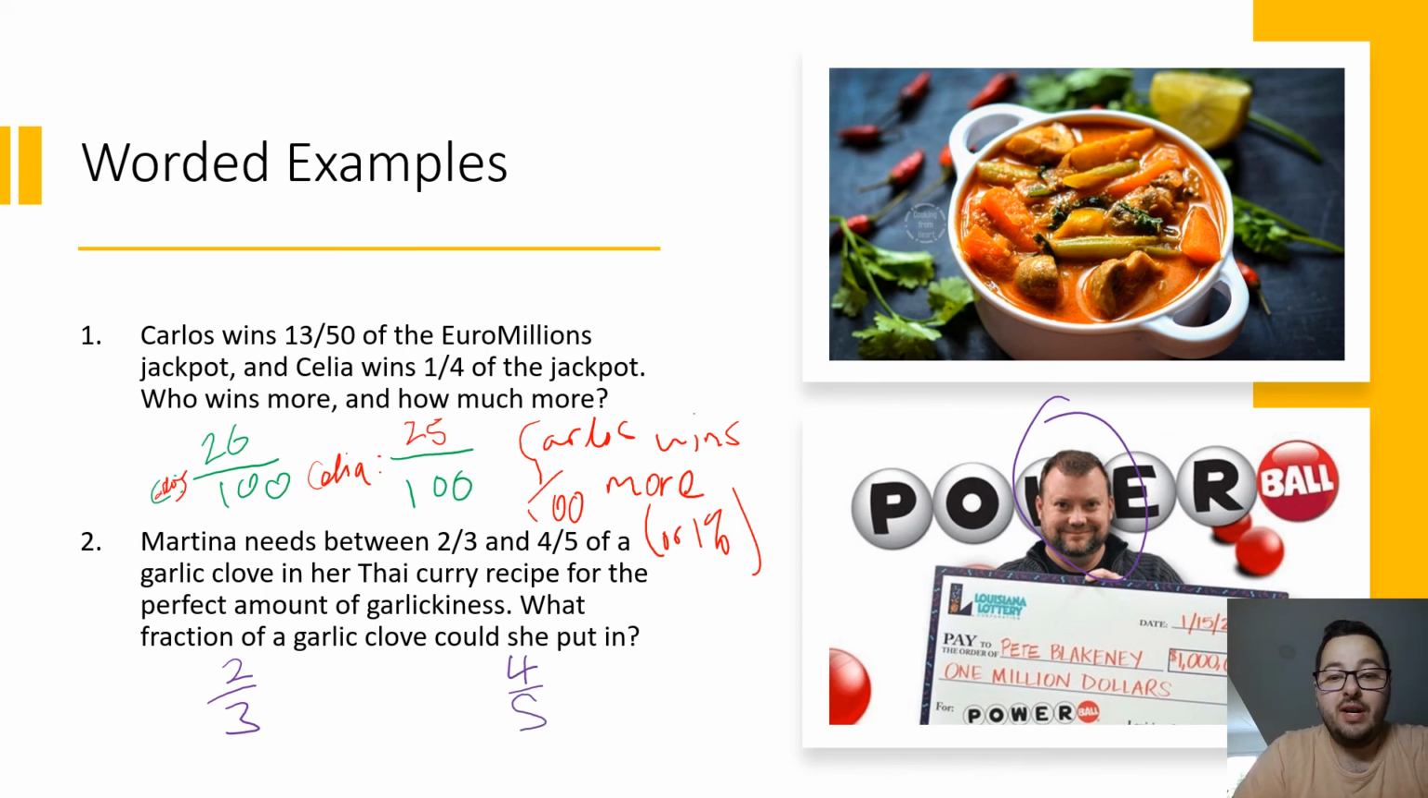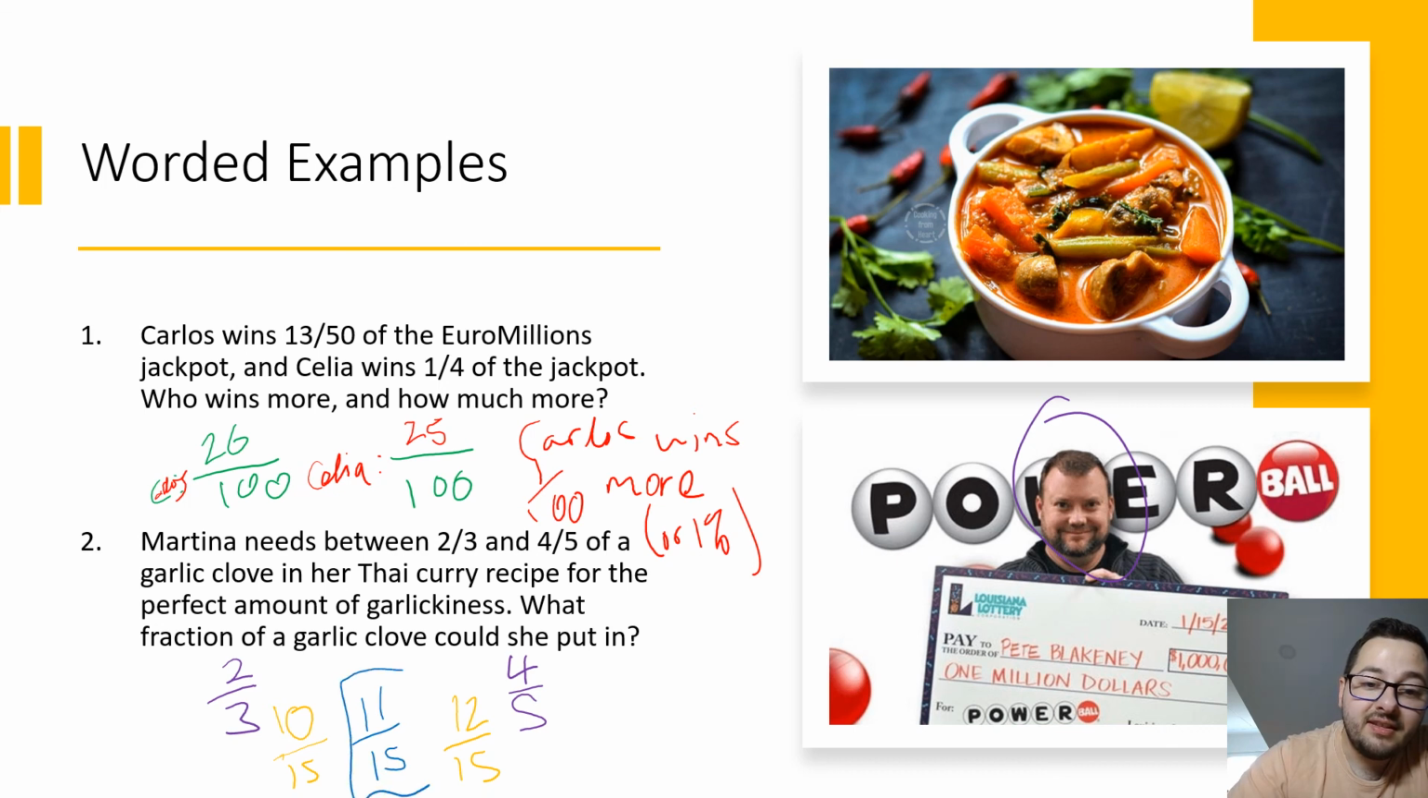So again, we just want to write these out so they've got the same denominator. So 3 and 5, if I times them together, I get 15. So let's get them both over 15. So to get from 3 to 15, we times by 5, and 2 times 5 is 10. And to get from 5 to 15, we times by 3, and 4 times 3 is 12. So let's just recap what the question's asking us. We want between 2/3 and 4/5. So we want between 10/15 and 12/15. Well, that is just going to be 11/15. That is a fraction that she could put in.